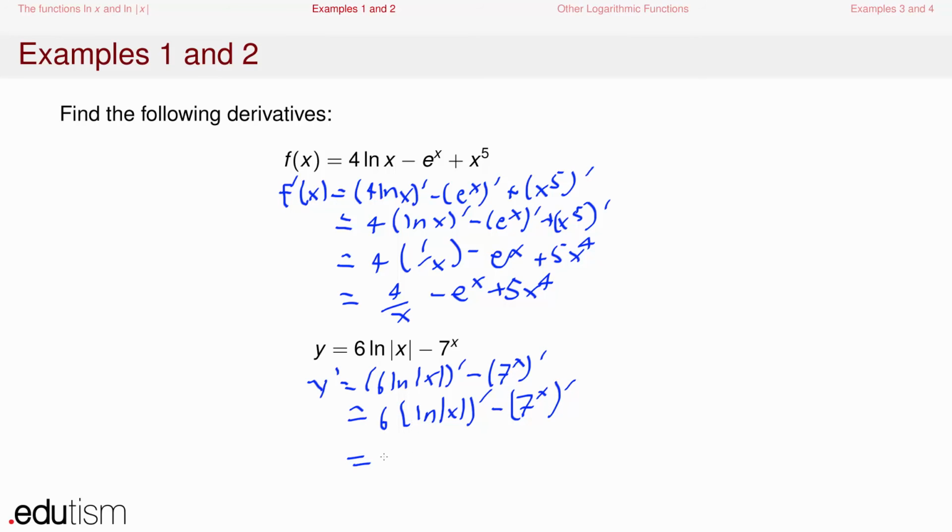Then we take the derivatives. The derivative of ln of the absolute value of x is 1 over x. The derivative of 7 to the x is 7 to the x ln 7. And we just simplify this by rewriting it. This is 6 over x minus 7 to the x ln 7.